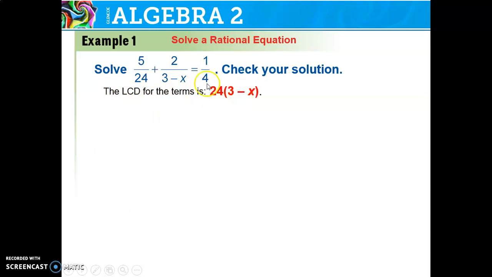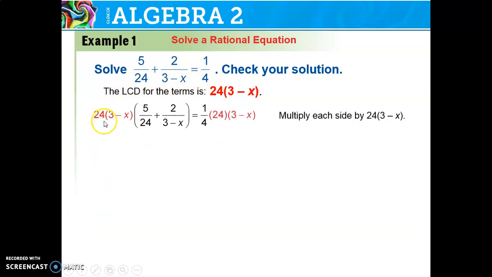24 times 3 minus x. 4 also goes into 24. You can basically just multiply each of the denominators together. So we're going to do 24 minus 3x times both sides of the equation.